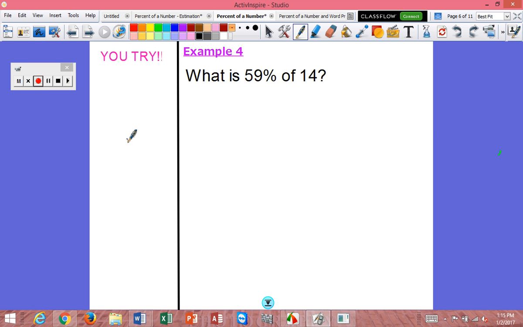All right, now it's time for you to try. I want you to find what is 59% of 14. Don't forget to identify your part, whole, and percent. Figure out which one of those is missing. Make sure you estimate your answer, then set up your proportion and solve. All right, make sure you've got everything recorded, and I will see you next class day.